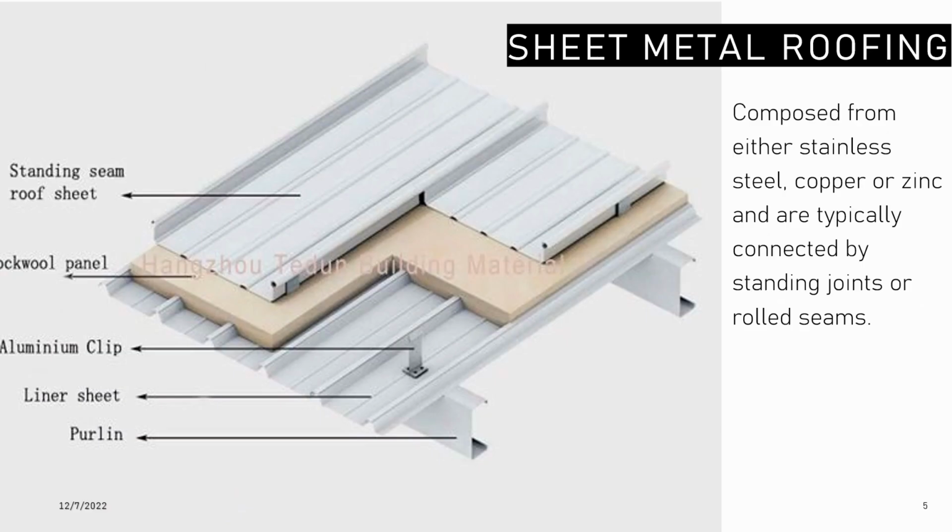Sheet metal roofing system. Stainless steel, copper and zinc are all metal roofing systems that share similar qualities. They are comprised of sheet-like panels that can be either flat or profiled. Sheet metal roofing is typically connected by standing joints or rolled seams that are clipped at the junction. This is a very flexible system that can be prefabricated or formed on site.